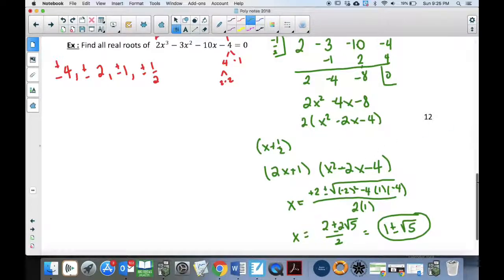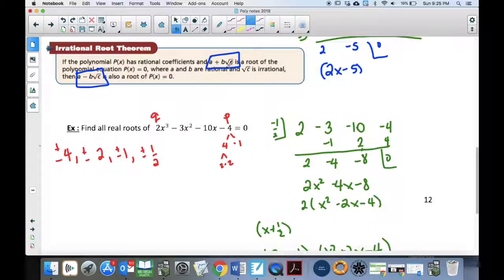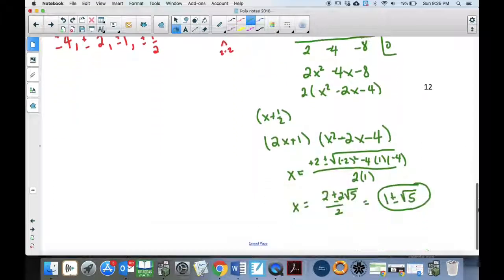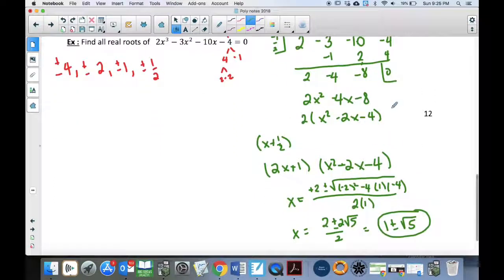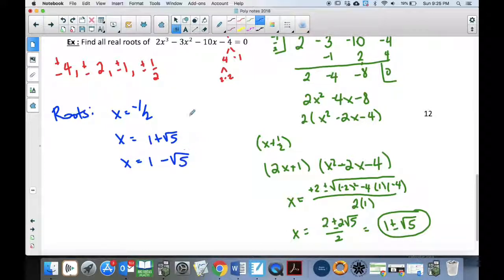And what this theorem specifically is stating is, if a plus b radical c is an answer, then a minus b radical c must also be an answer. So what this does is it tells me my x-intercepts, or my zeros, or the roots. All of those words are synonyms with each other. So my roots are, I've got 3 of them. I've got a negative 1/2, and then I have 1 plus square root 5, and I also have 1 minus square root 5. Those are my 3 roots.